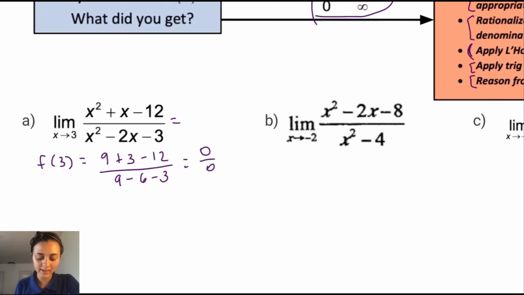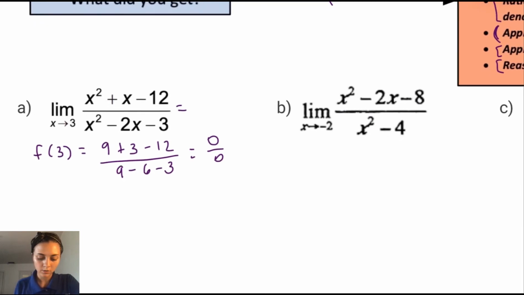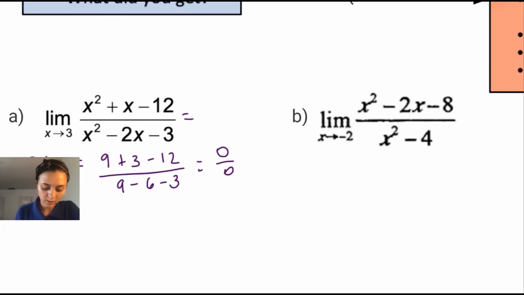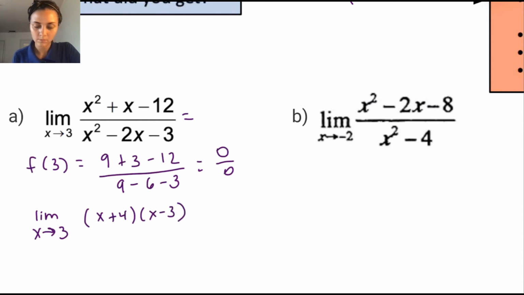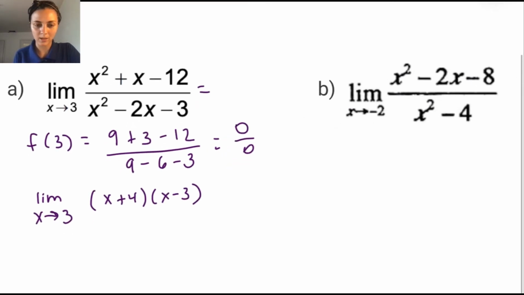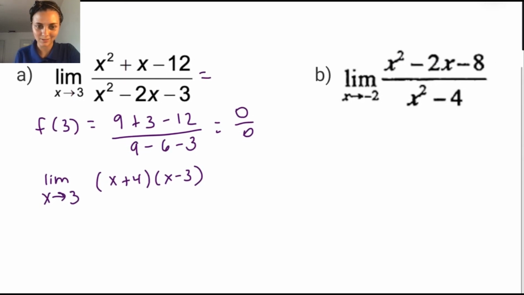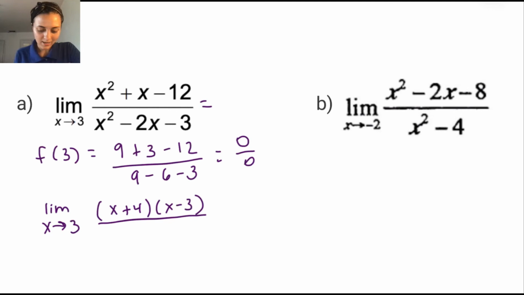So it looks like I can just do that first step of factor. This looks very factorable, so I'm going to try to do that. I'm going to rewrite this as the limit as x approaches 3, factoring the top, x plus 4 times x minus 3. Hopefully over your summer packet you practice your factoring skills. And then the bottom looks like it's x minus 3 times x plus 1. Cool. And look what happens.